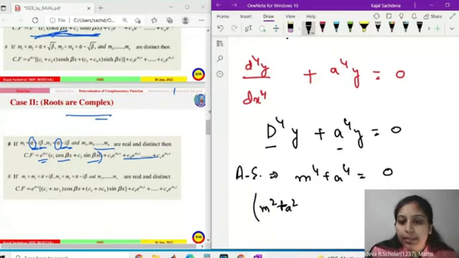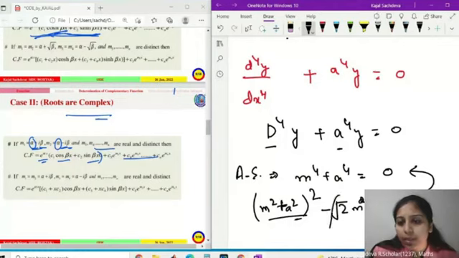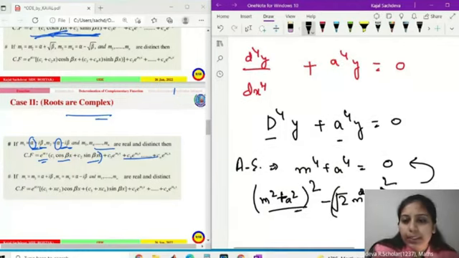(m² + a²)², which is m⁴ + a⁴ + 2m²a². So this will be subtracted from here. This can be written in this form, since (A + B)² is A² + B² + 2AB. Now again solving this, 2m²a² can be written as (√2 m a)². So this is A² minus B².